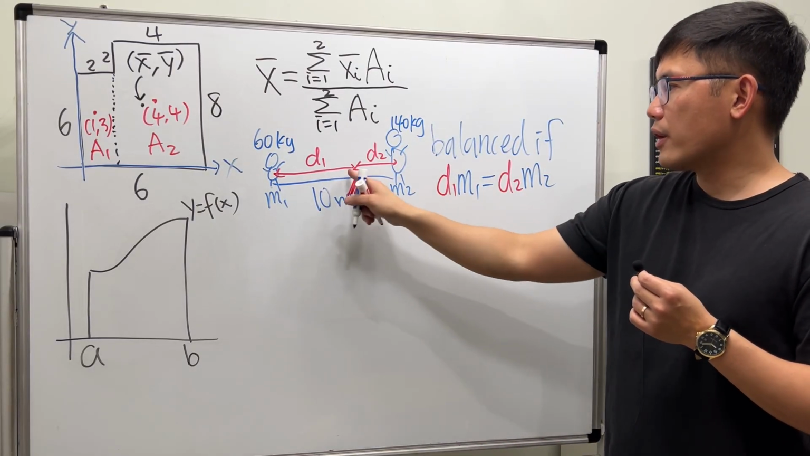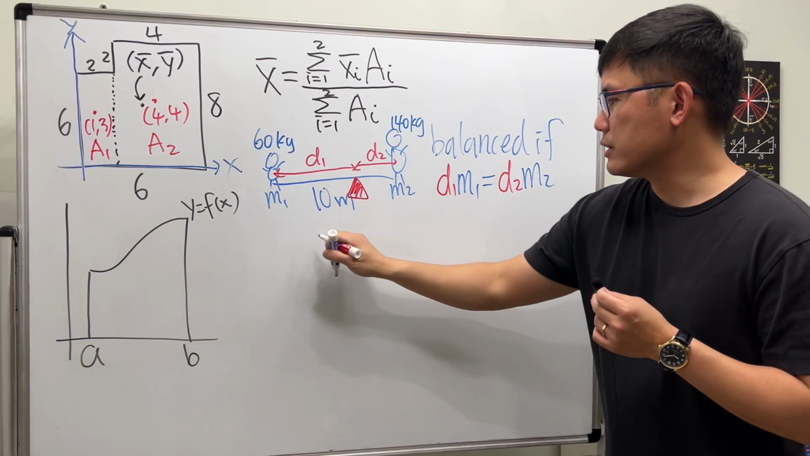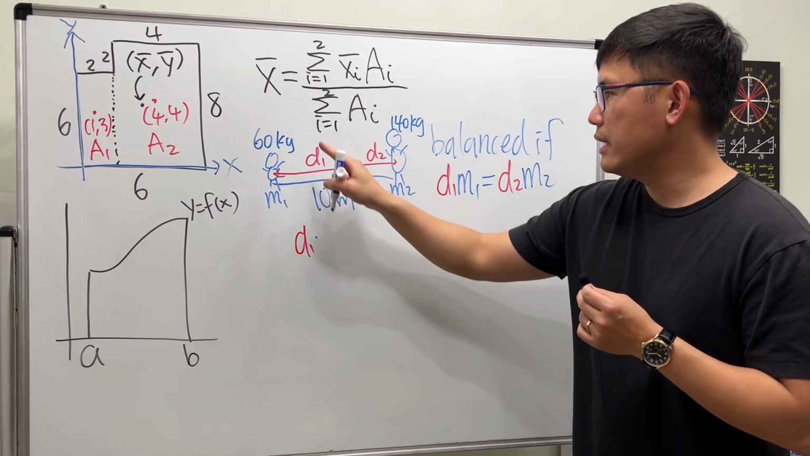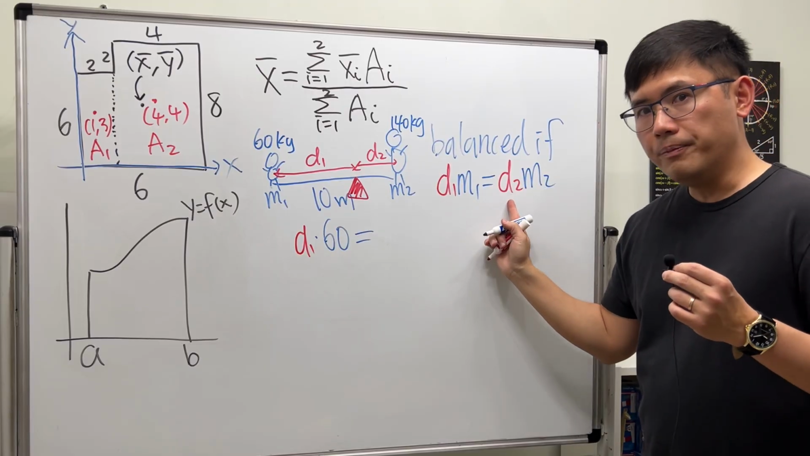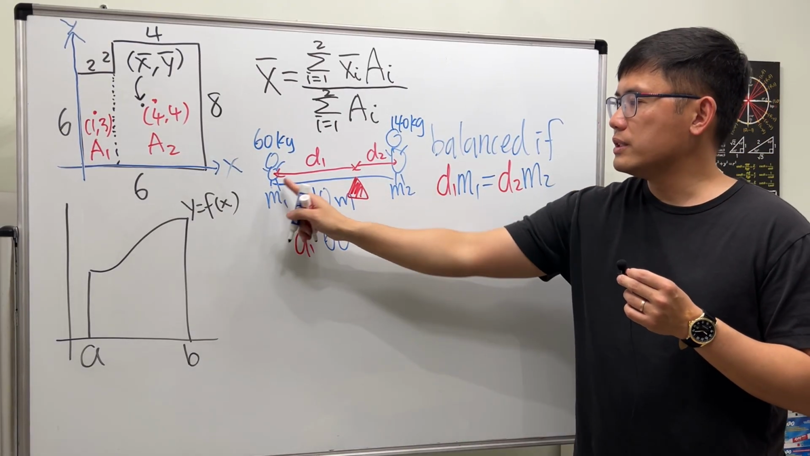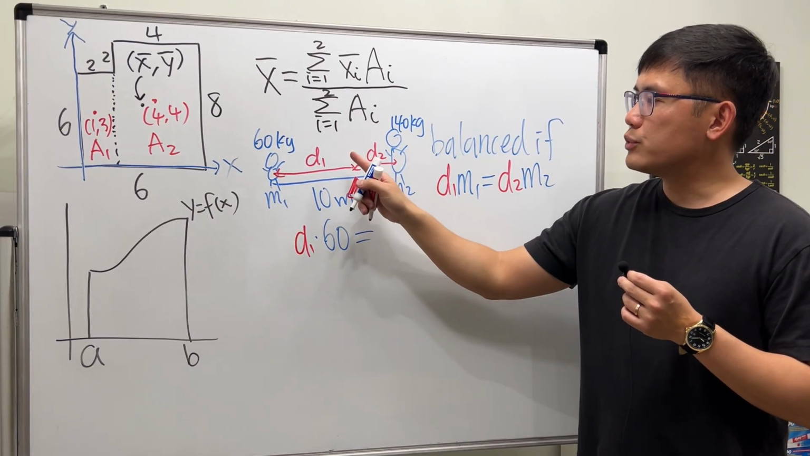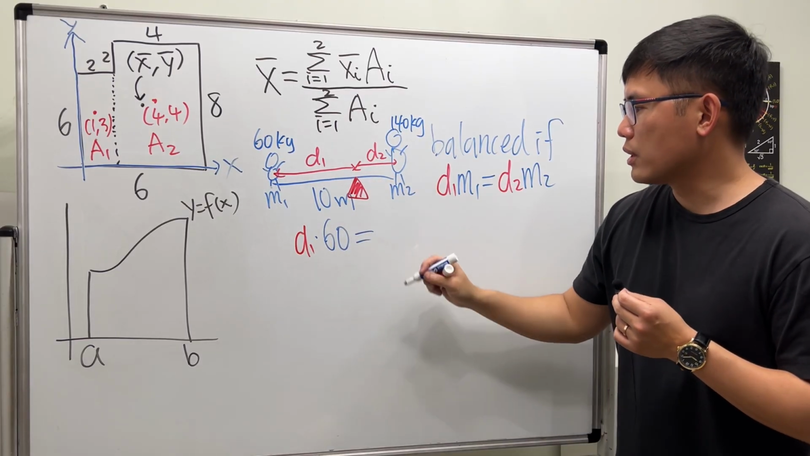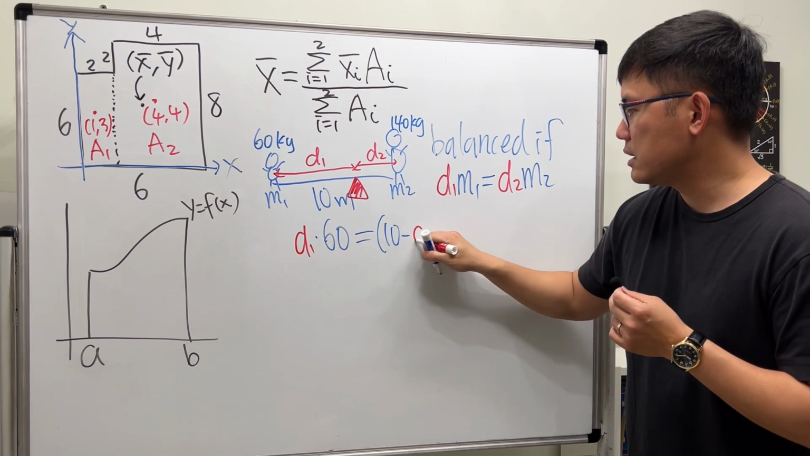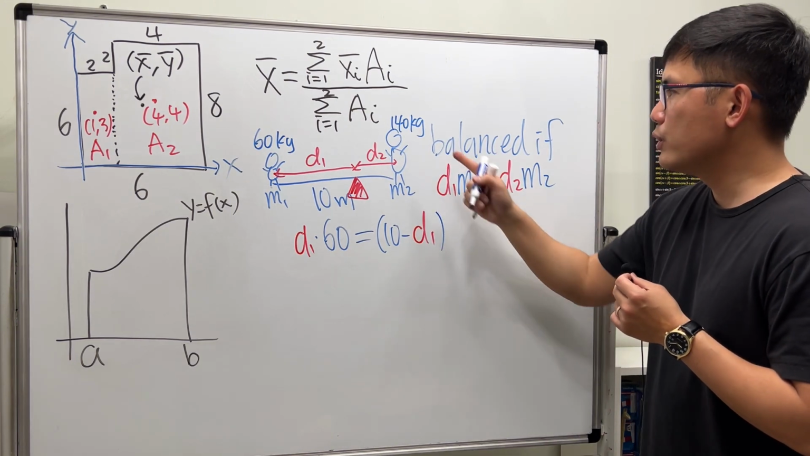I'm going to figure out D1. So I'm just going to say D1 times M1, which is 60. I should make that equal to D2, but we know the whole thing right here is 10. Subtract D1 will give us D2, so I will just put it as 10 minus D1, and then times M2, which is 140.